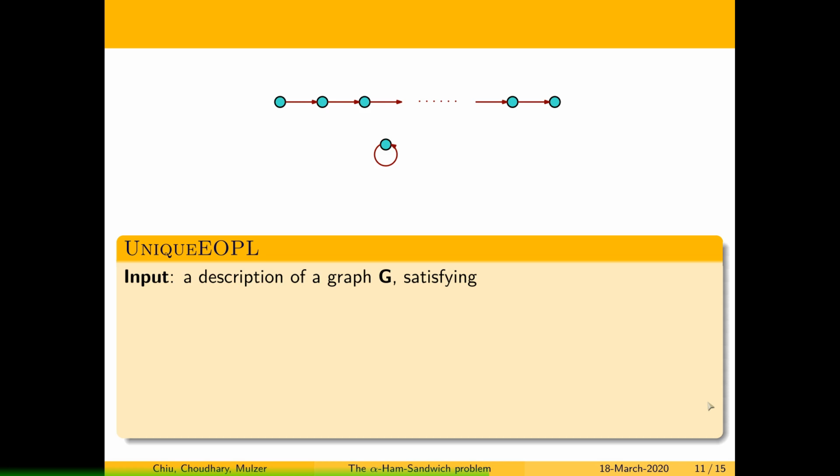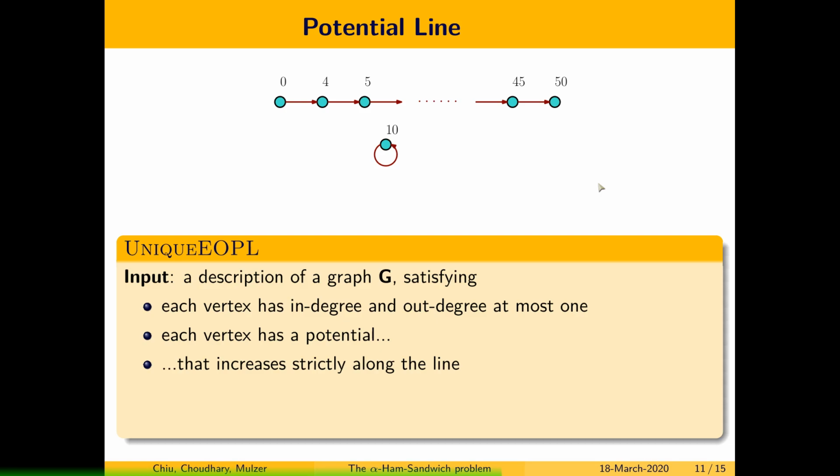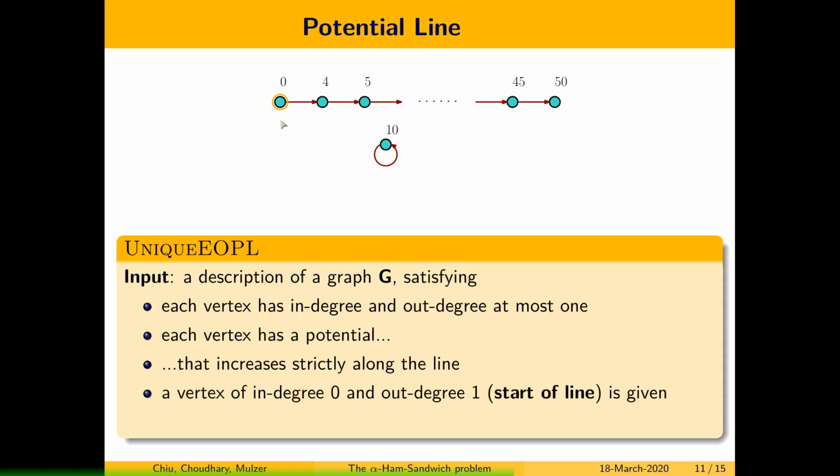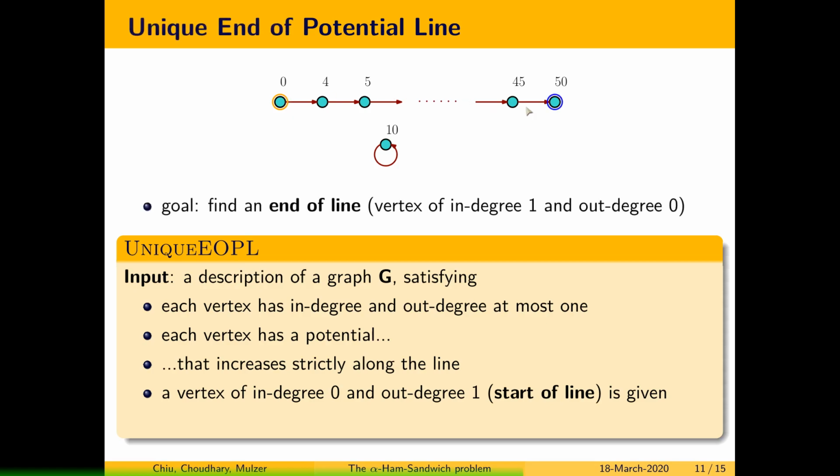So the input is a graph which consists of a path and perhaps some isolated vertices. More formally, the path is called a line because each vertex has in-degree and out-degree at most one, and there is a potential for each vertex that increases when we walk along the line. Also in the input is one vertex which is the source, which is the start of the line. Naturally, there is a unique end to this line, and the goal is to report this end of a line. This complexity class was introduced last year at ICALP.